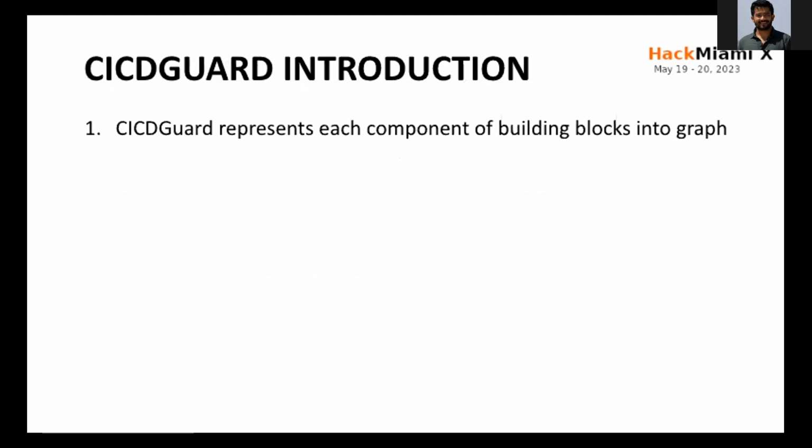And that leads to the introduction of CI/CD Guard. So what CI/CD Guard does is, first, it represents each and every component of the CI/CD in graph form. What I mean by that is each technology is broken down to the most granular level possible, and each part of the technology represents a node, and then there are relationships between these nodes, which helps us figure out the visibility part.